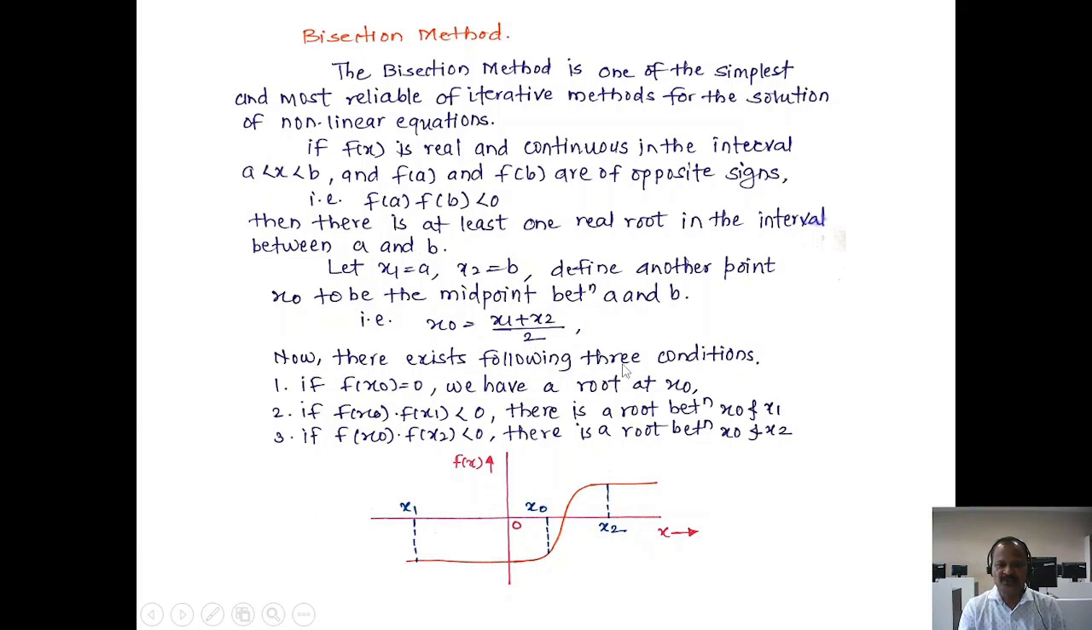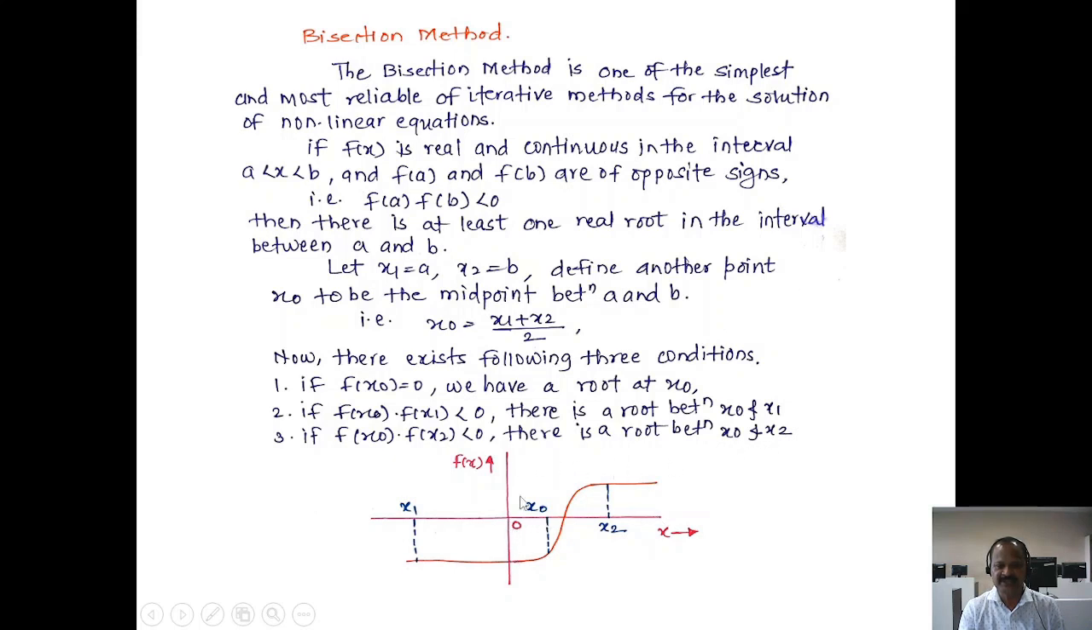Now there exist the following three conditions. First one, if f of x0 is equal to 0, we have a root at x0. If f of x0 times f of x1 is less than 0, there is a root between x0 and x1. If f of x0 times f of x2 is less than 0, there is a root between x0 and x2. Now you can see the figure.